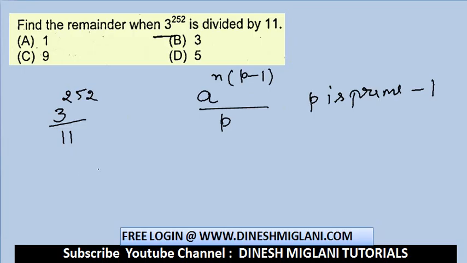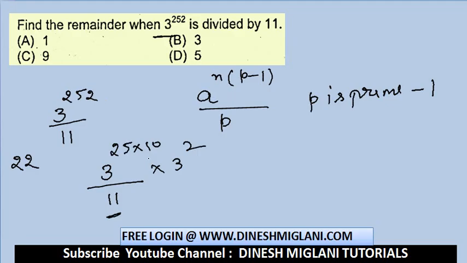Here 11 is a prime number, so just take the multiple of 11 in that, so 11, 22, 32. Sorry, it is 10, so I have to make it for 10. So it should be 3 raised to power 25 into 10, into 3 raised to power 2. This is p and this is p minus 1. So from here the remainder is 1.